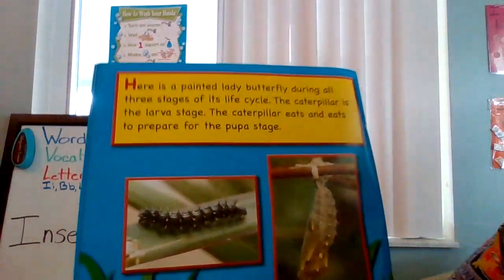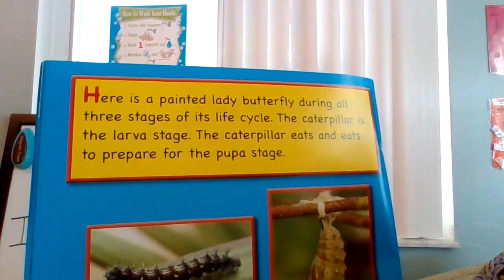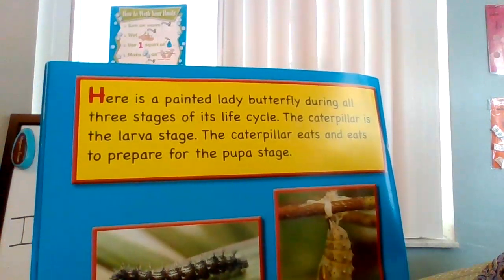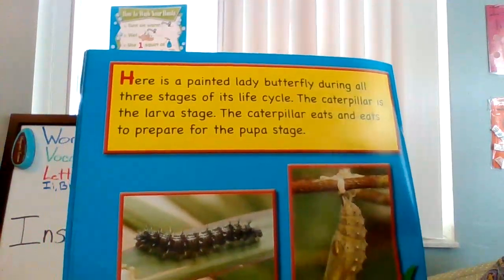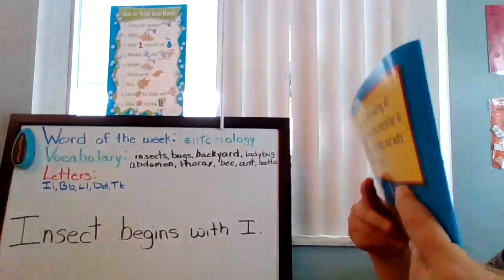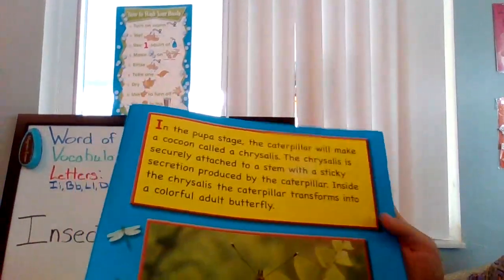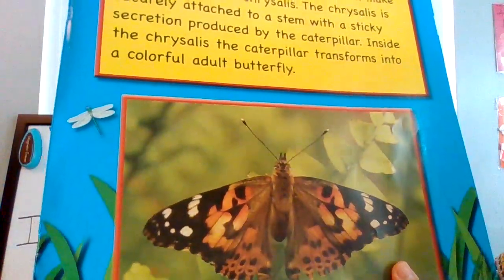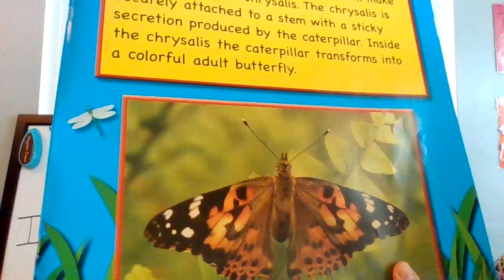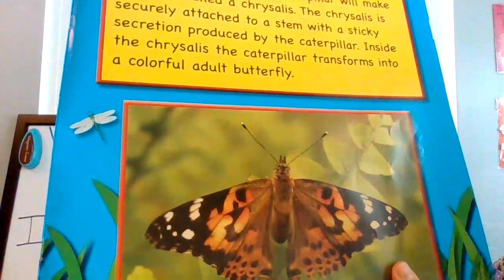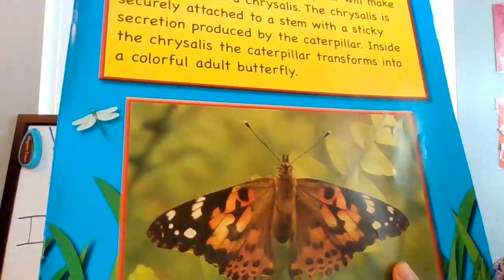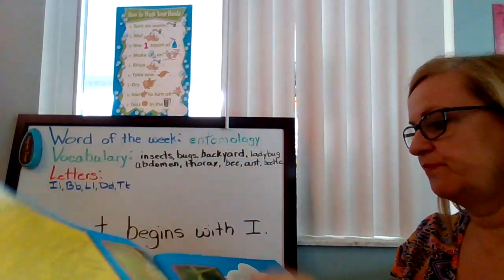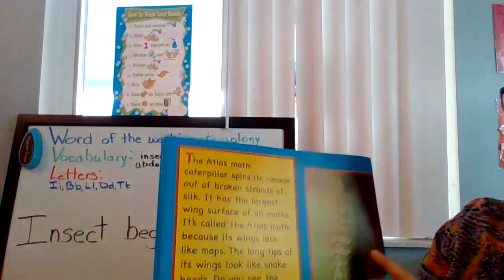Next, here is a painted lady butterfly during the 3 stages of his life cycle. The caterpillar is in the larva stage, and the caterpillar eats and eats before it goes to the pupa stage. The pupa stage, the caterpillar will make a cocoon and it's securely attached to a stem with a sticky secretion product by the caterpillar. Inside, the caterpillar transforms into a butterfly. Ooh. We're going to talk more about that this week and next week.